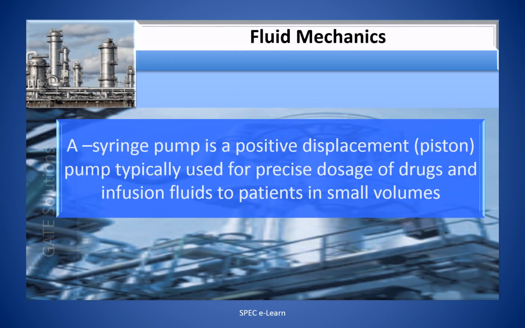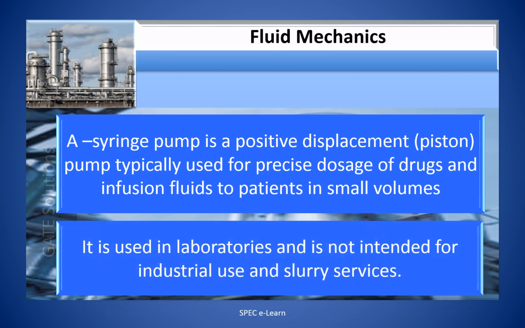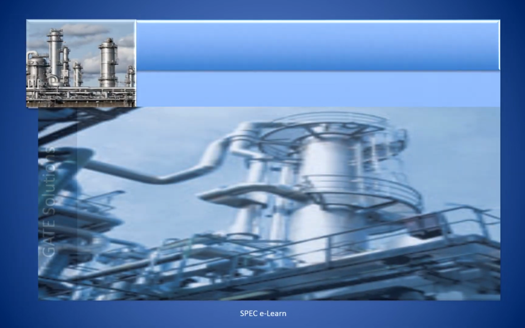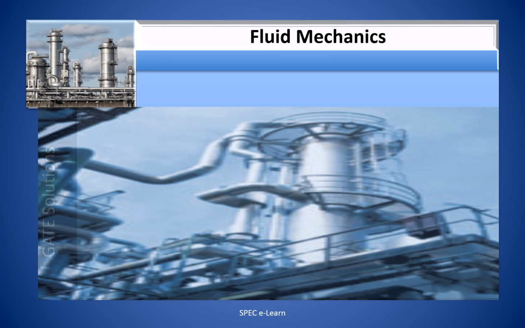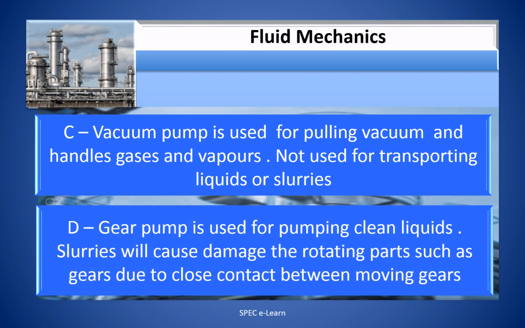A. Syringe pump is a positive displacement or piston pump typically used for precise dosage of drugs and infusion fluids to patients in small volumes. It is used in laboratories and not intended for industrial use and slurry services. C. Vacuum pumps are used for pulling vacuum and handle gases and vapors, not used for transporting liquids or slurries. D. Gear pump is used for pumping clean liquids. Slurries will cause damage to rotating parts such as gears due to close contact between the moving gears.